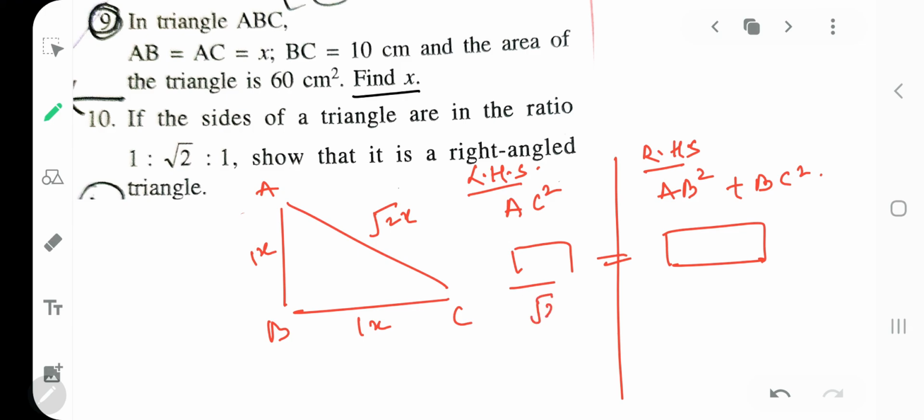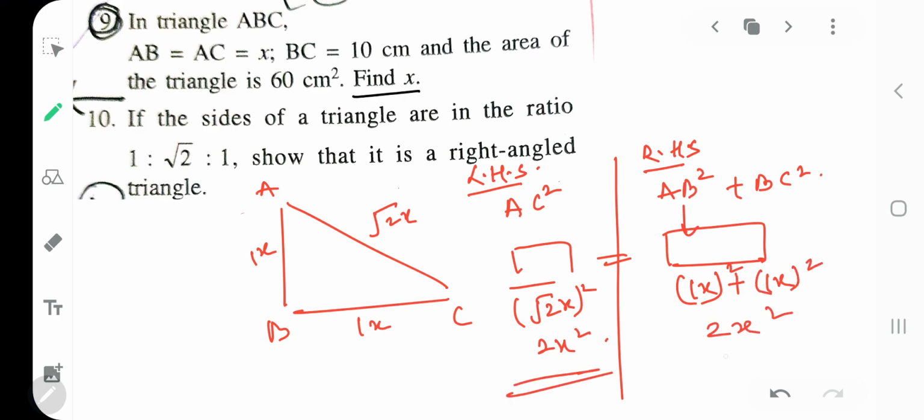Your AC value is root 2x the whole square. So it will be 2x square. And here you will notice your AB is 1x square and BC is 1x square. So that will be 2x square. So you notice that your left hand side is equal to right hand side. Hence you can say that Pythagoras theorem is proved. And once your Pythagoras theorem is proved, it is applicable only on right angle triangle. So therefore you can say it is a right angle triangle at B.